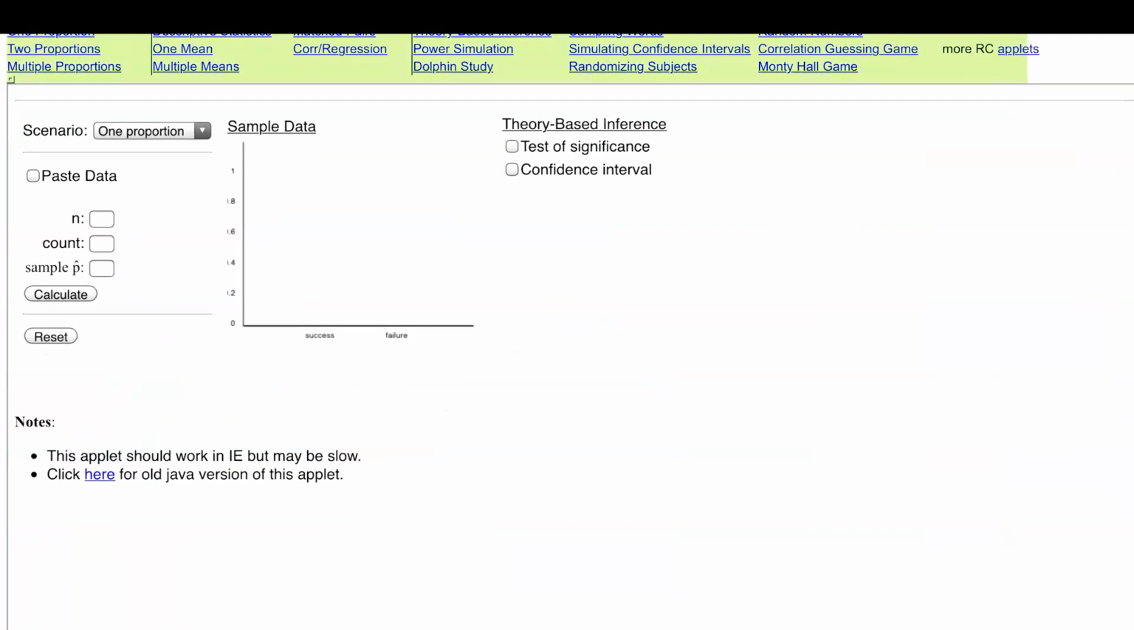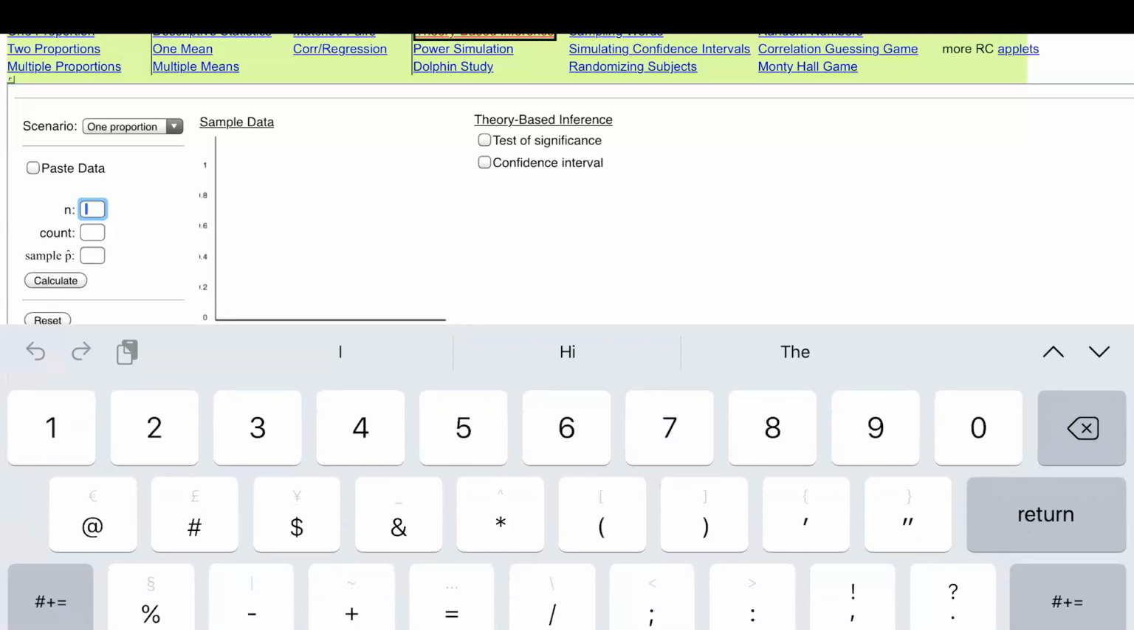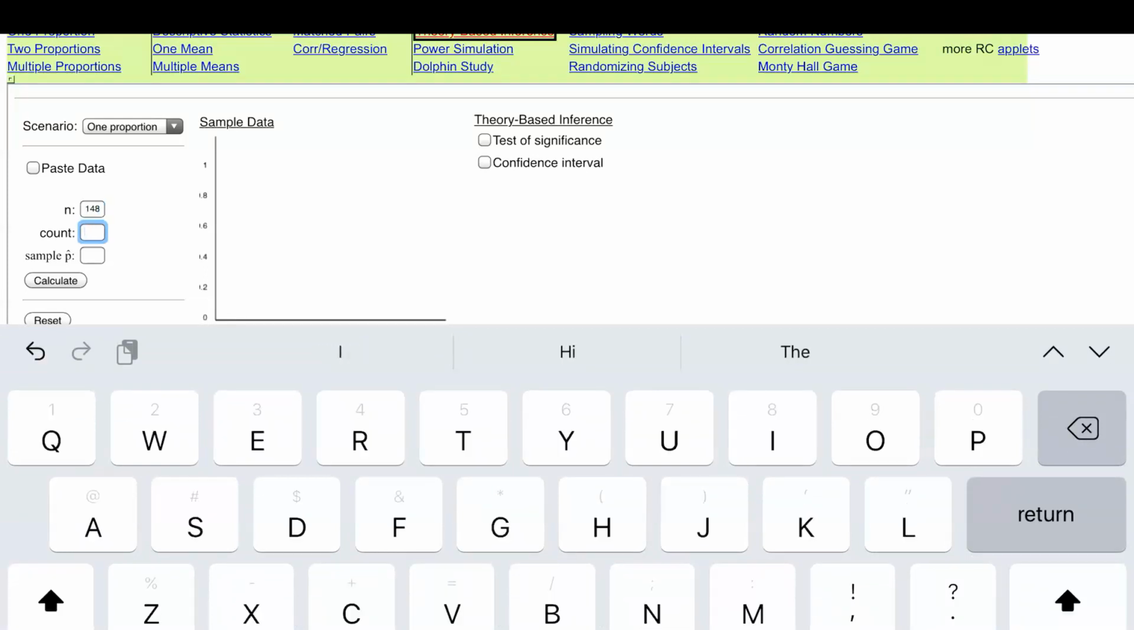So we're going to go to the applets, and again, take a moment, pause the video, math.hope.edu/isi, and go to the applets and follow along. So we're going to use the theory-based inference applet. Our scenario is one proportion, so we're going to leave that the way it is. Our value of n is 148.